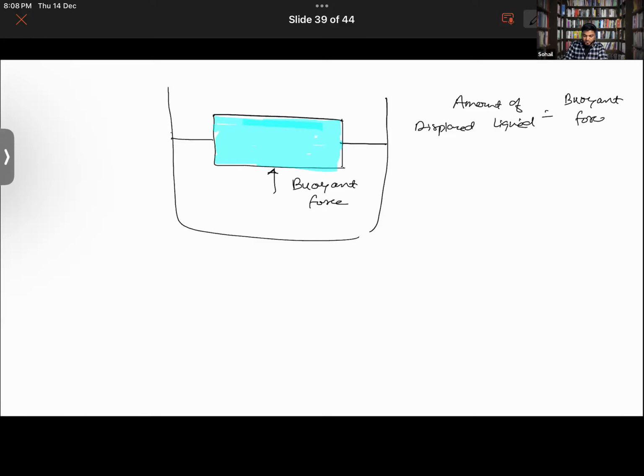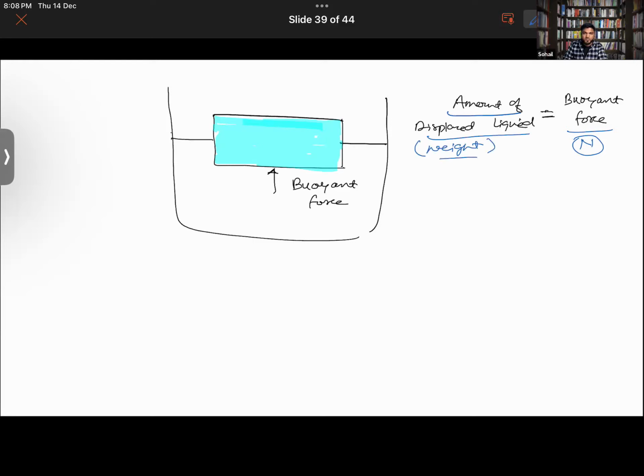Now you can think, will the units be equal? Yes, the units can be equal. The unit of force is Newton, right? And here the amount of displaced liquid we will measure in weight. We'll consider it a weight. Weight is nothing but force, mass into gravity, right? So that will also have the unit Newton. So in that case, the weight of the displaced liquid is equal to the buoyant force acting on it.